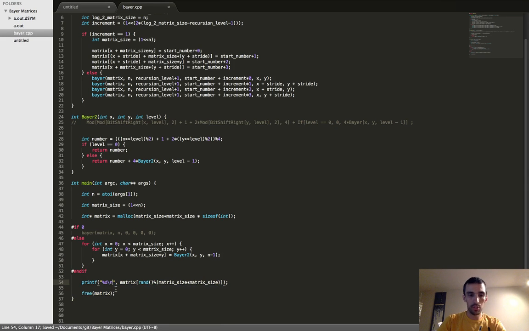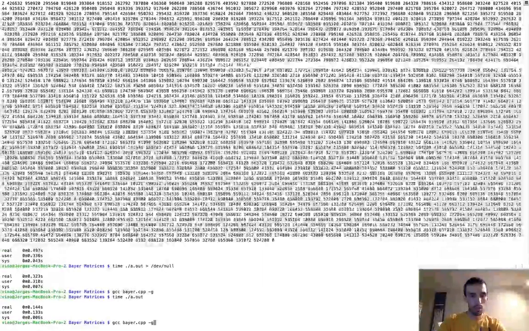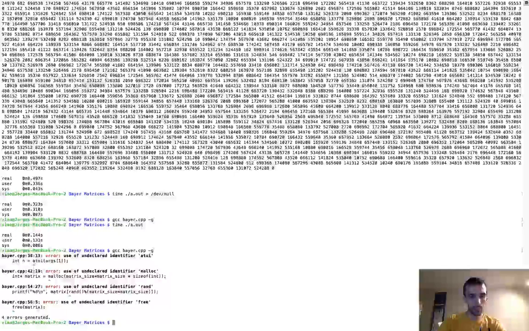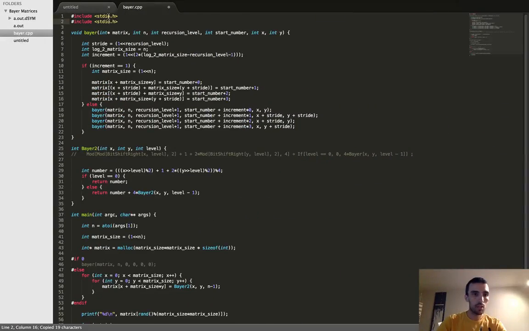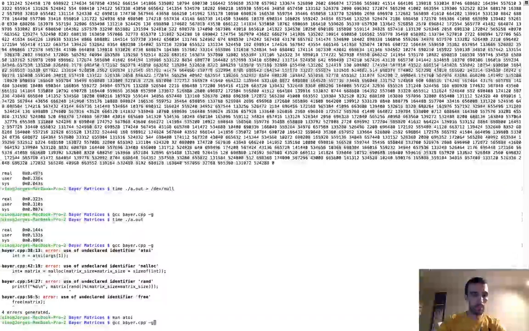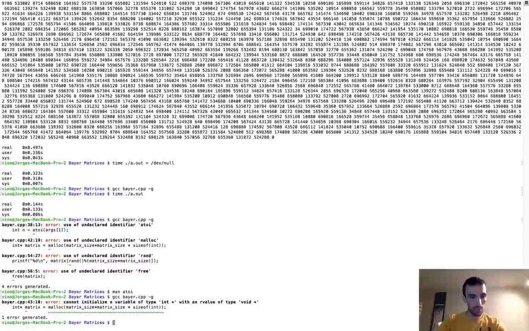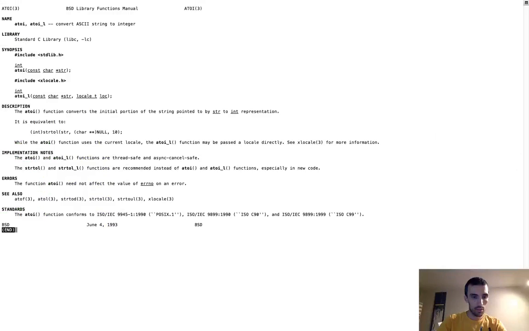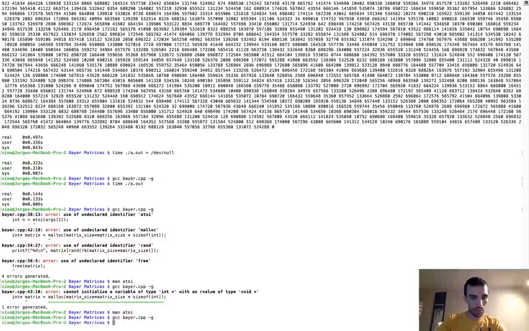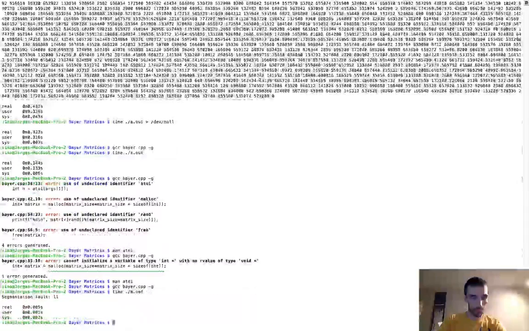Print a random entry so it can't optimize anything away. I think that should work. Let's see. Undeclared identifiers. We need stdlib. Let's try it again. I have to do this number right here. Oops. Let's try it again. Alright, it builds now. Running it.